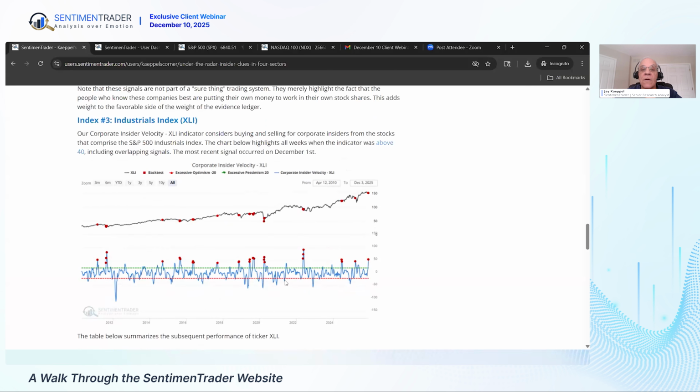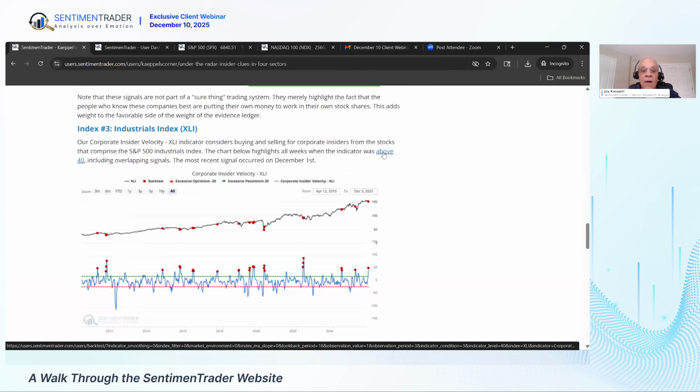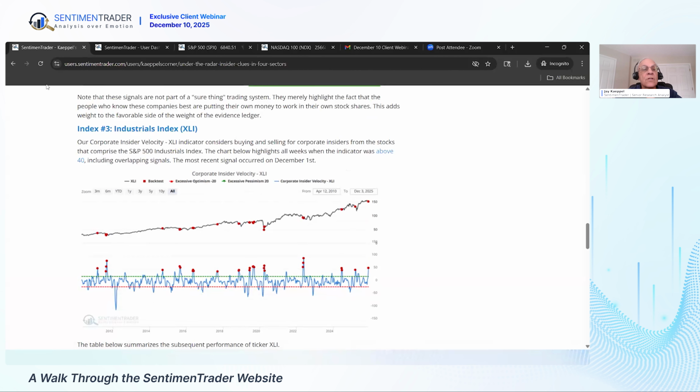One other thing I want to point out, just a technical note, a lot of times in these articles, if you click on this link, it will bring up that test. So you could just hit run test and view the results yourself instead of having to go back and set it up yourself. Okay, that's corporate insider buys.